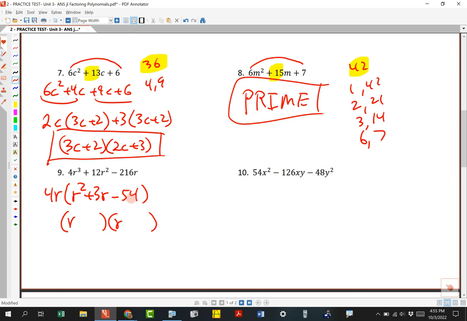We need numbers that multiply to be negative 54 and combine to be positive 3. Let's see, numbers that multiply to be 54: 1 and 54, 2 and 27. Let's see, 3 goes in there 18 times, 3 and 18, but you can't make a 3 out of those. It's got to be some numbers that are pretty close together. Maybe you already figured this out. 9 and 6, but one of them has to be negative and the other one has to be positive. Remember, if they multiply to be a negative and combine to be a positive, the bigger one's got to be positive and the smaller one's got to be negative.